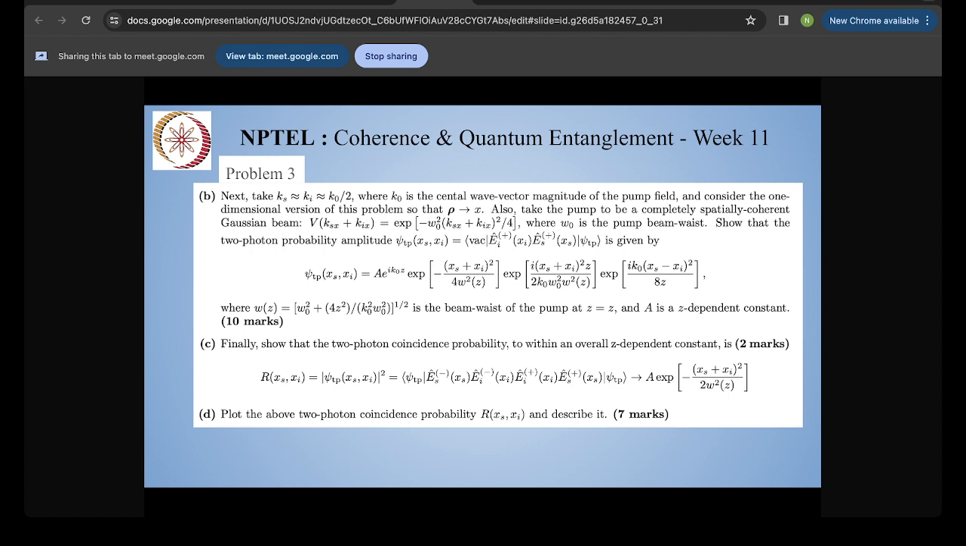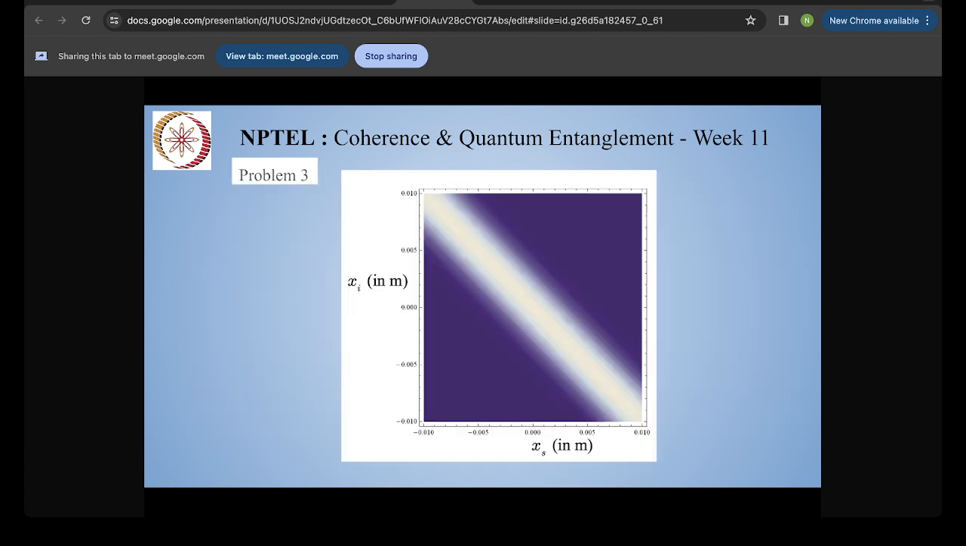Now it is told, plot the above two photon coincidence probability and describe it. I have already plotted this. This is the plot that you will get as a function of xs and xi, and it is the density plot of the probability distribution. The plot is for lambda equal to 800 nanometer, omega 0 equal to 2 millimeter, z equal to 1 meter.